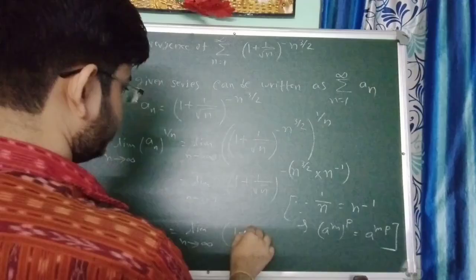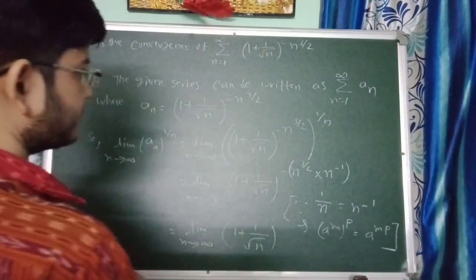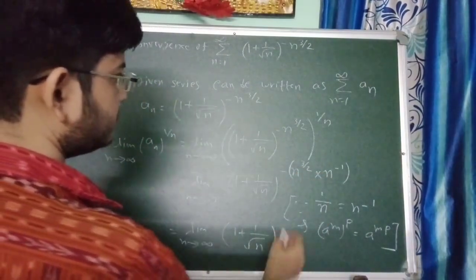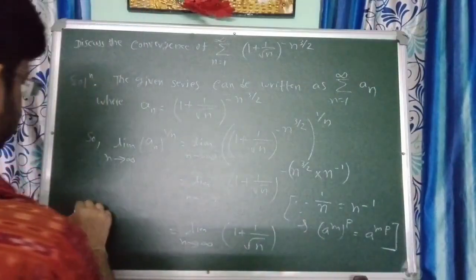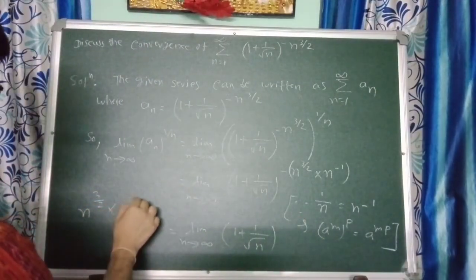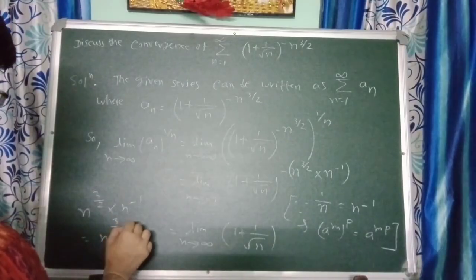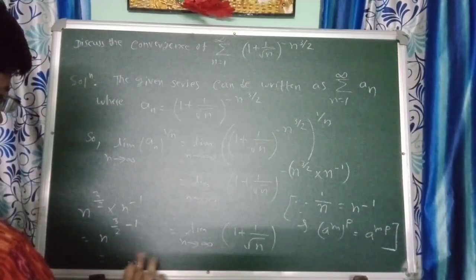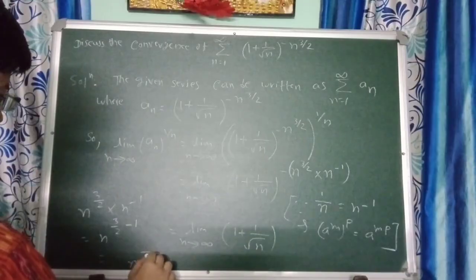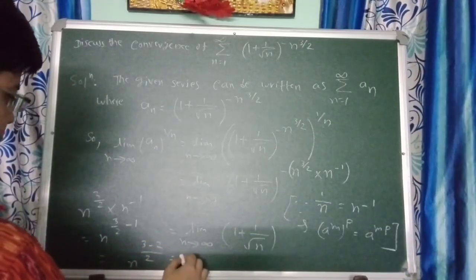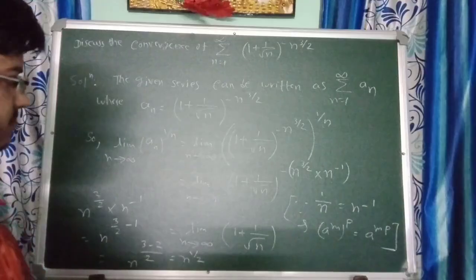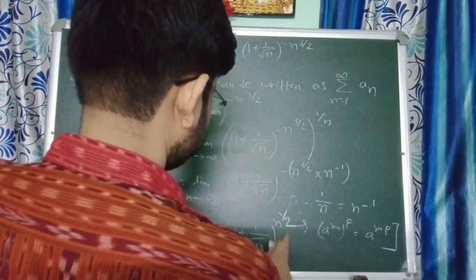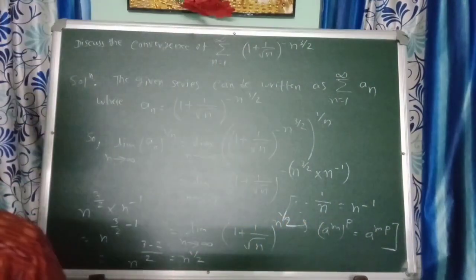So from this we have 1 plus 1 by root over n to the power n to the power 3 by 2 into n to the power minus 1. So this becomes n to the power 3 by 2 into n to the power minus 1, so n to the power 3 by 2 minus 1. 3 by 2 minus 1, that is 3 minus 2 by 2. So n to the power half. This is the total expression.